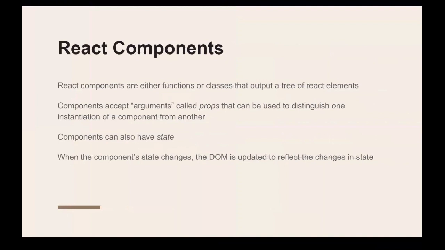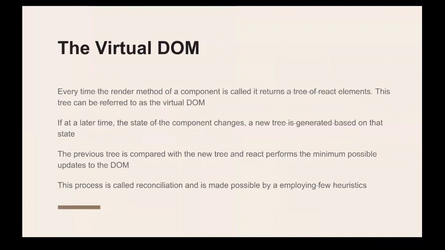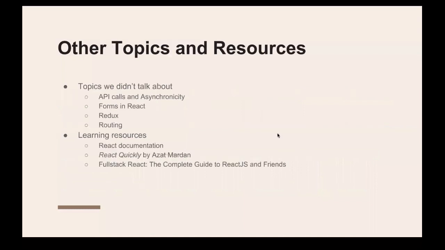So we talked about React components, and we talked about the virtual DOM. When a render method is called, the previous value of that render method is compared with the current DOM tree, and if there are any changes, the changes are made in the actual DOM in a very intelligent way. So that's the virtual DOM that takes care of that, and reconciliation.